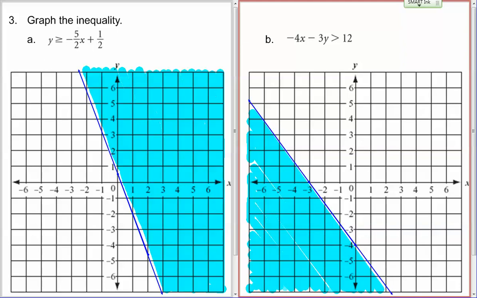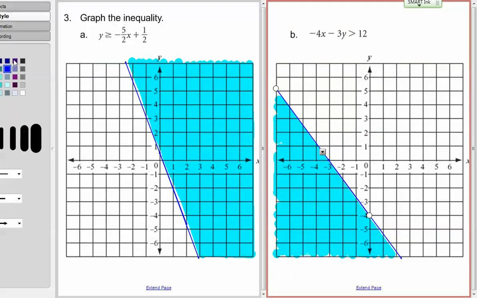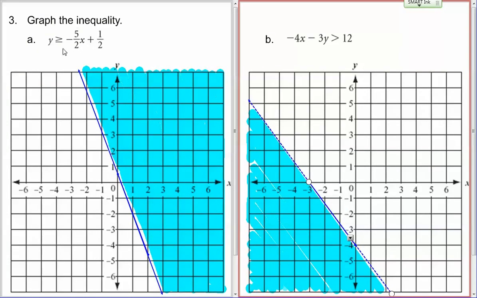This has got a mistake on it too, doesn't it? I should have a dashed line here. So let's fix that. Sorry, bear with me. Line style. There we go. All right. So now we got that fixed. Good enough. It should be a dashed line.